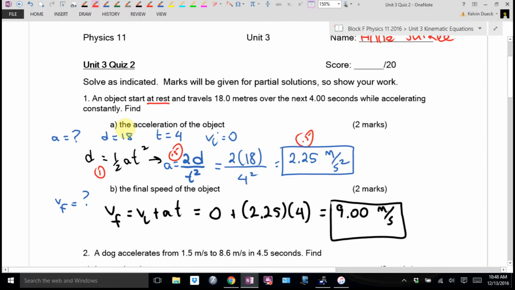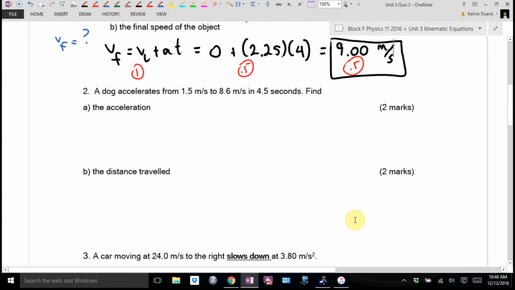Same as before, 1 mark. This time you didn't have to rewrite the equations. I'll give you a half mark for the numbers and a half mark for the answer. Number 2. A dog, we want to find the acceleration.